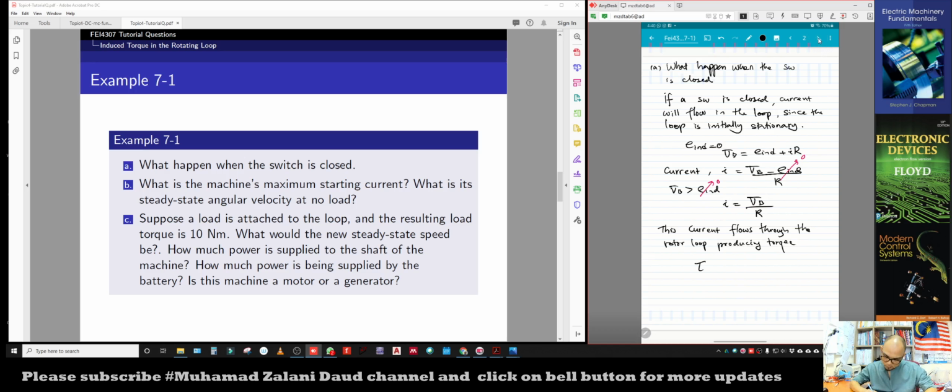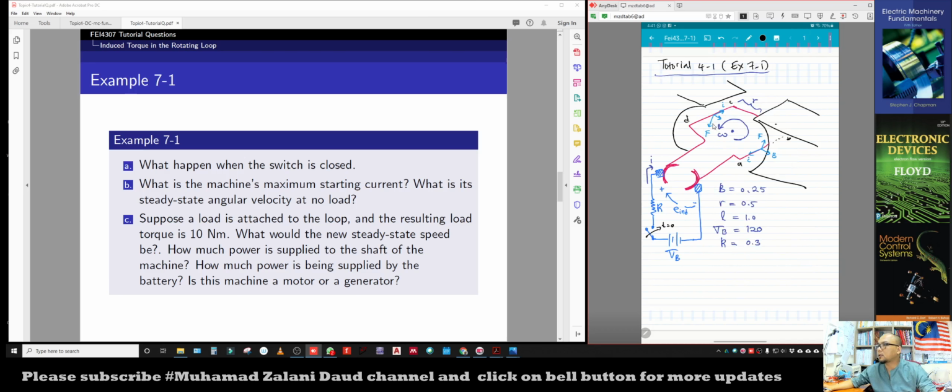The torque produced, the torque induced, is (2/π)φI. And this torque is in the counterclockwise direction. As you can see here clearly, this torque is in the counterclockwise direction.